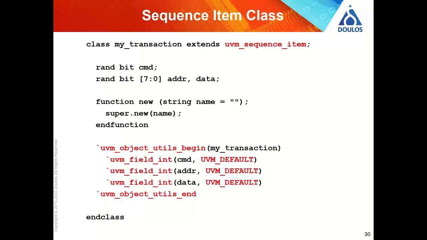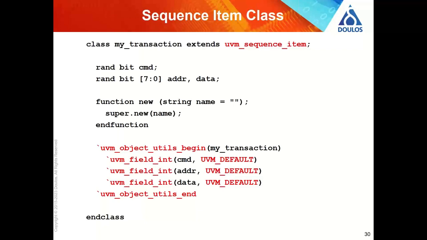Now, a sequence is basically just a stream of transactions. So here's a transaction. We're creating my transaction and inheriting the UVM sequence item base class. Now, we may want to change the type of transaction that the sequence is producing, so we want to register it with a factory. That's what we're doing down here. In my transaction, we've just got a couple of random fields, so 3 random fields: command, address, and data. That's what's going to the DUT.